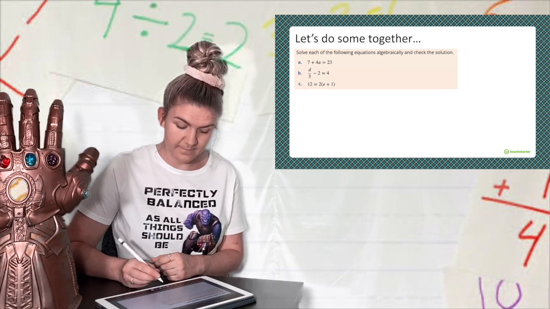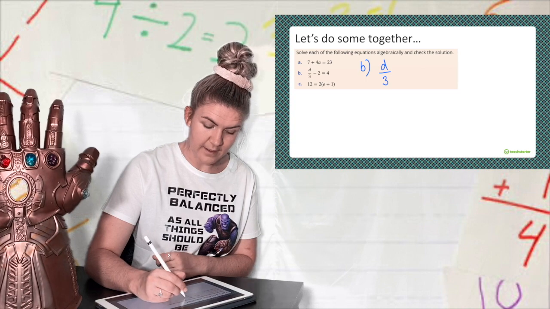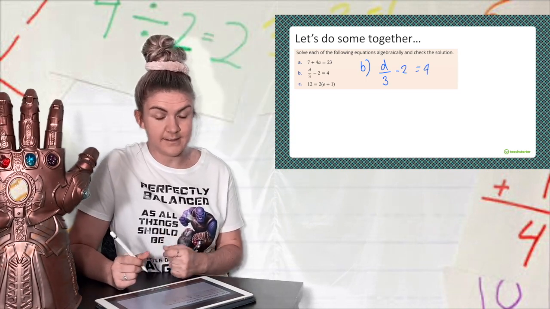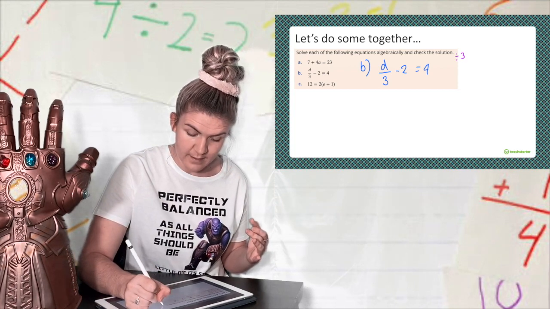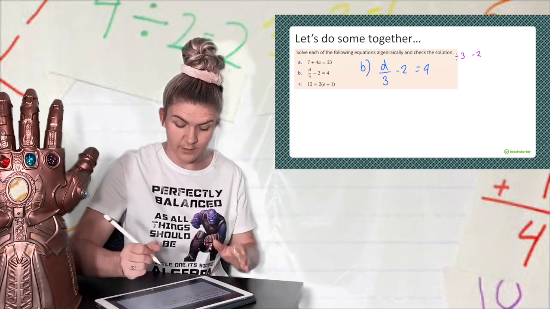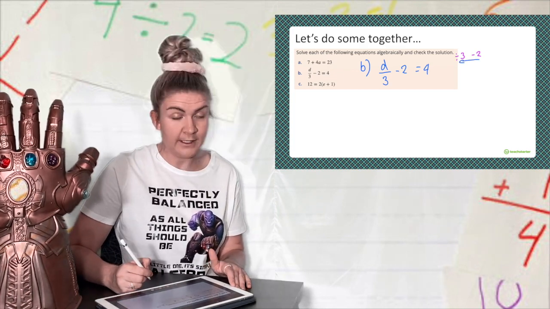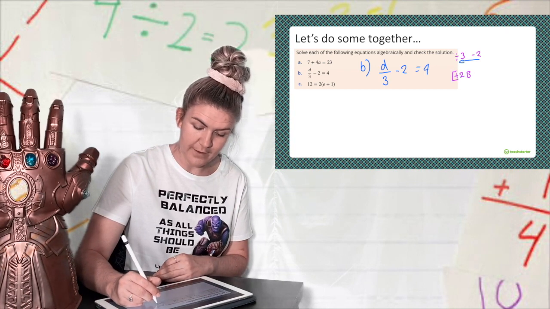Let's do B. d divided by 3 minus 2 equals 4. So again, let's look at the steps. The first thing will be divide by 3. Then it's take 2, and we need to work it backwards. So how do I undo take 2? Well, what I'm going to do is plus 2 on both sides.